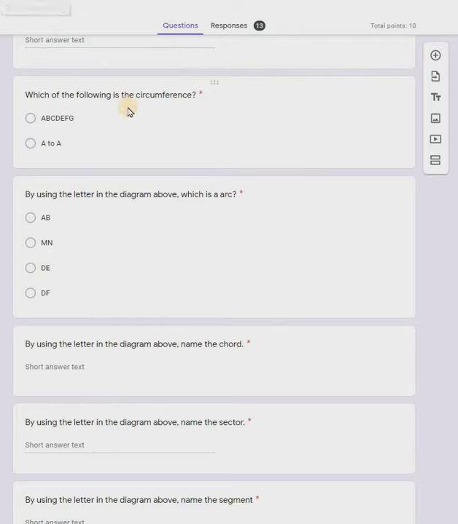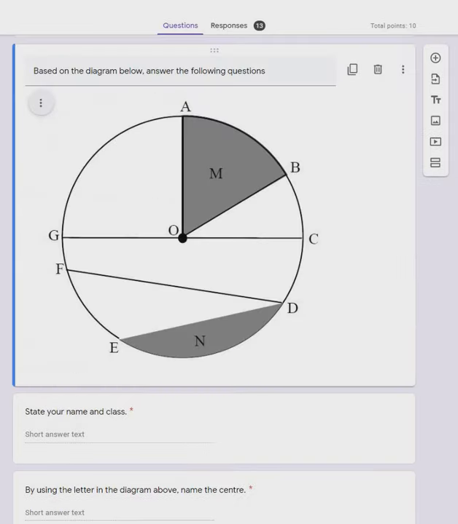After determining the radius, I ask you to determine the circumference. I said which one is the circumference: A, B, C, D, E, F, G, or A to A. You must know and always remember the circumference is a curved line. It's the curved line we draw for the whole turn.